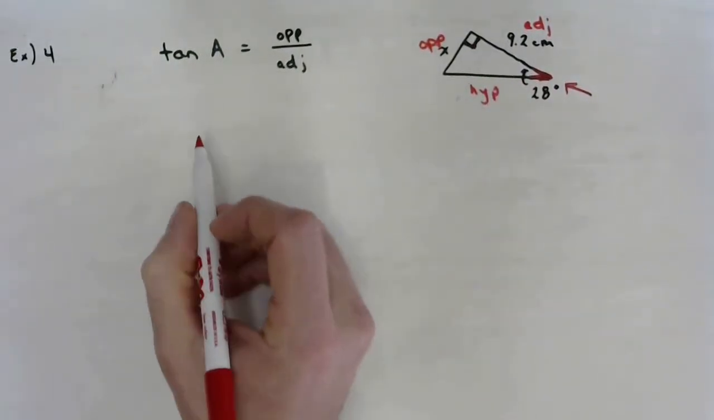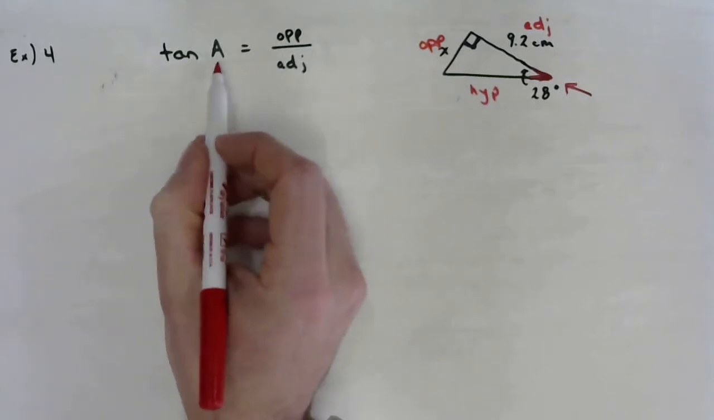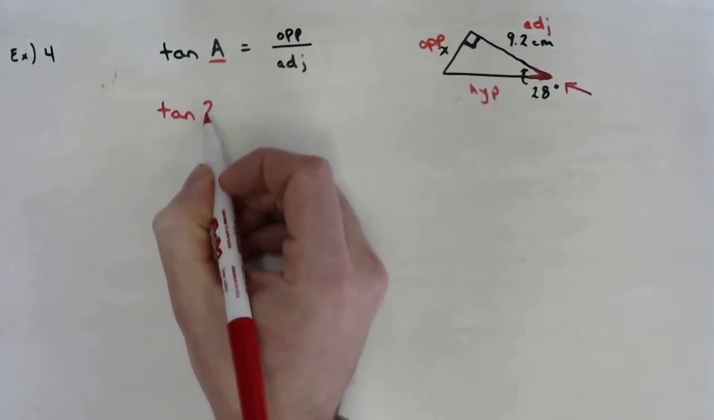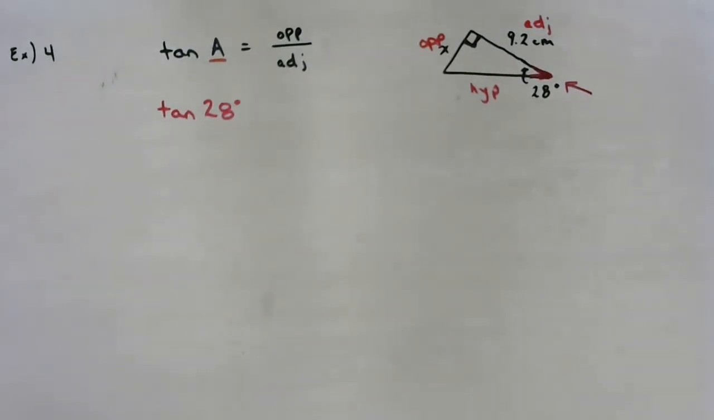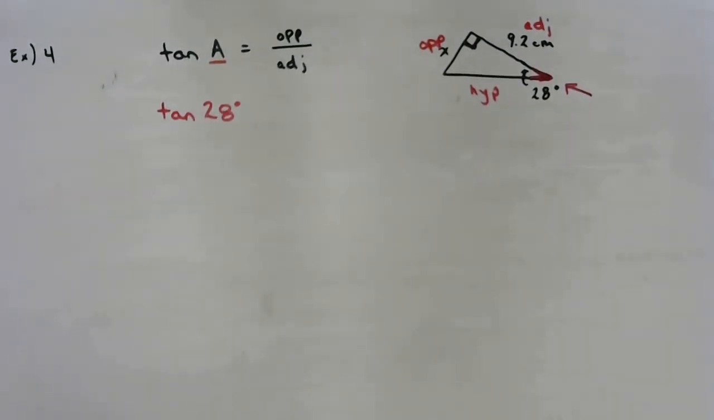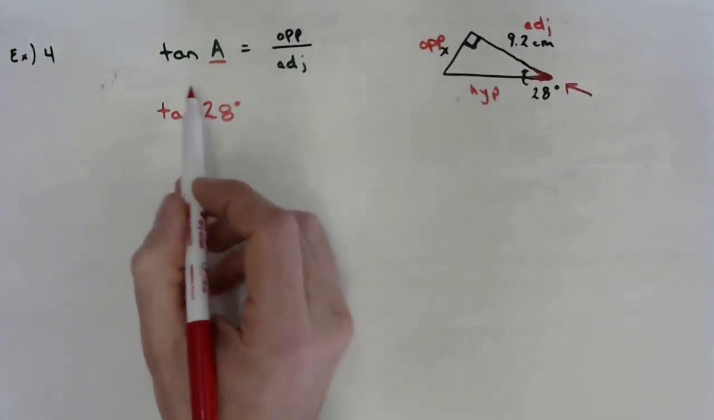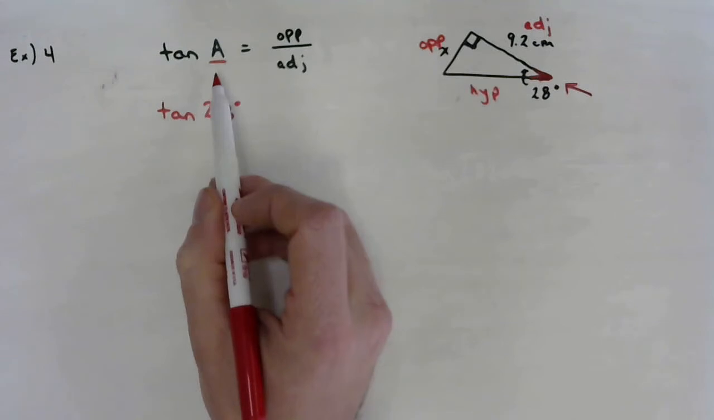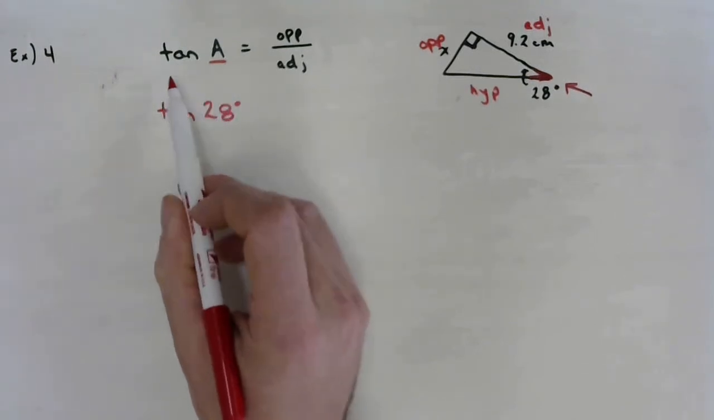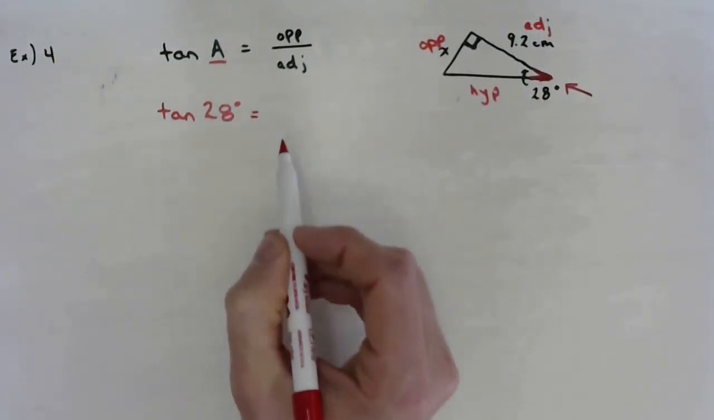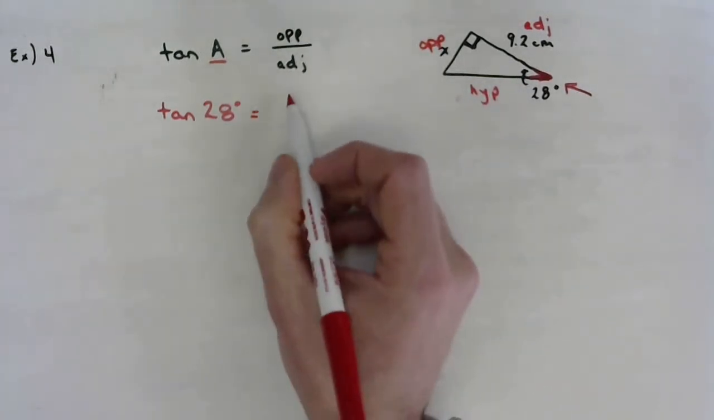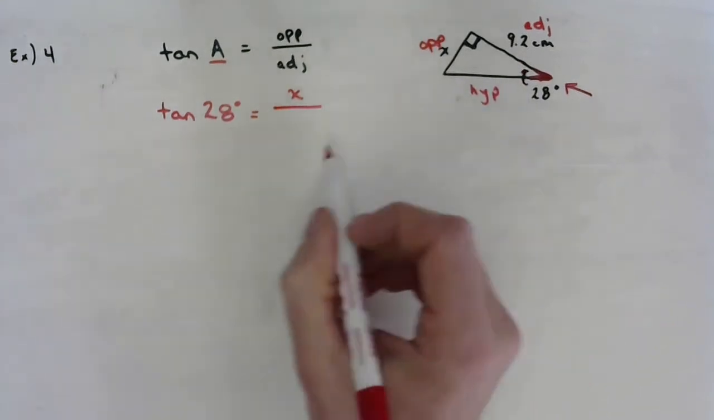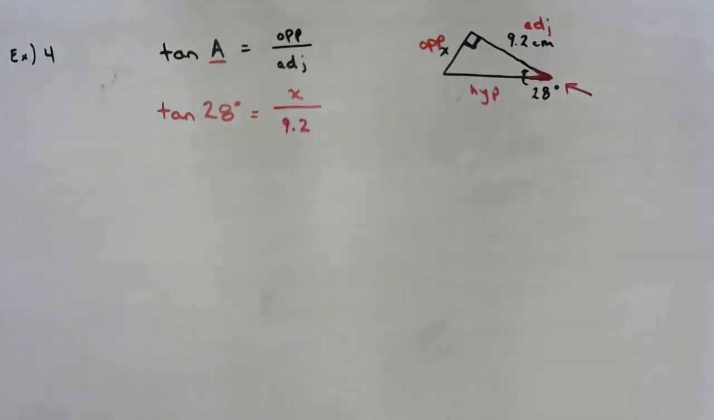All right, let's just plug in what I know. Remember, this is the measurement of angle A. So I'm taking the tangent of 28. Common mistake that students make right here: they say, oh, 28, this whole side is just 28. No. 28 is A. Just put it where A is. Tangent of A, tangent of 28. Okay, good. Next, opposite, I don't know. It's X. Leave it as X. Adjacent, I do know. It's 9.2.